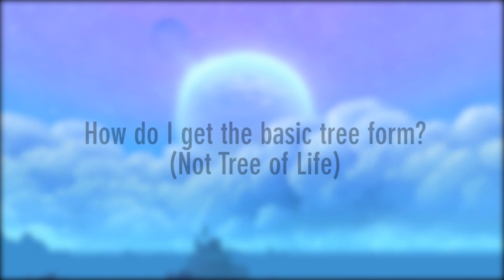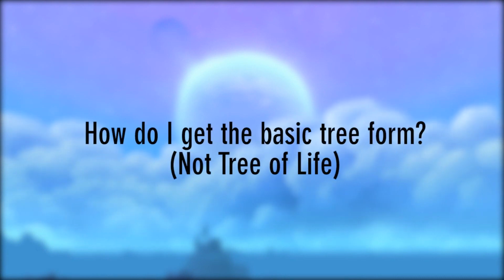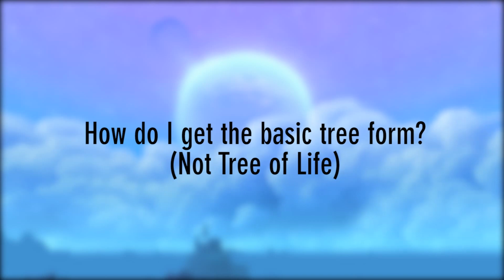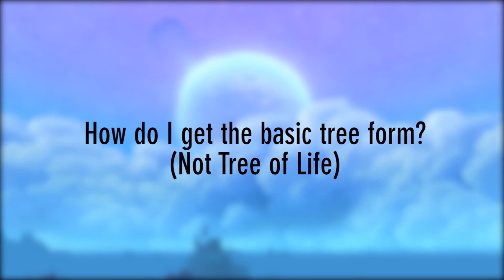Okay, so starting out with a question and answer, I'm going to start with a really basic question I saw, but how do you get the basic tree form? Not the tree of life, but just the basic treant, however you want to say it. It's actually a tome that you can buy in your class hall. The same vendor that sells you your class hall armor set will also sell you tomes that allow you to learn kind of like old glyph stuff, like woodland creature and the treant form. So yeah, that's where you grab that.